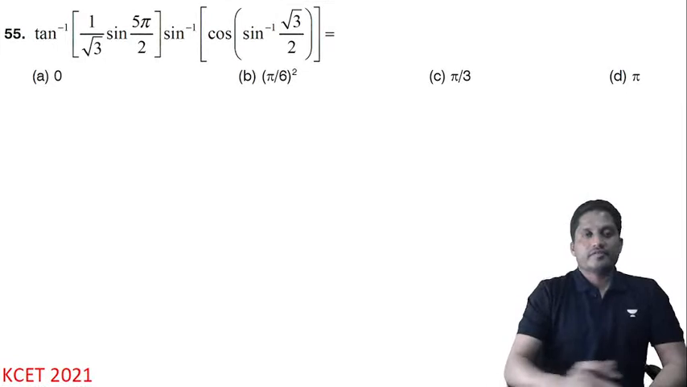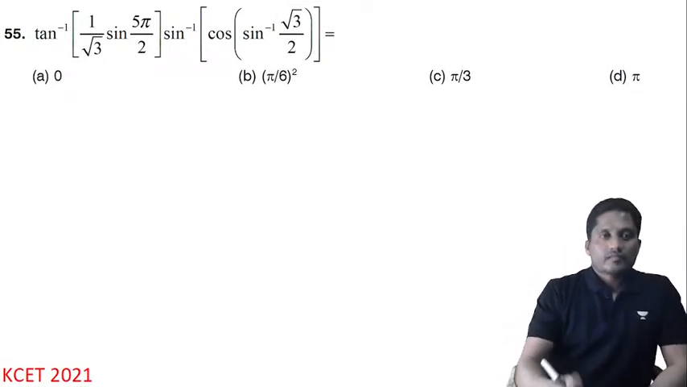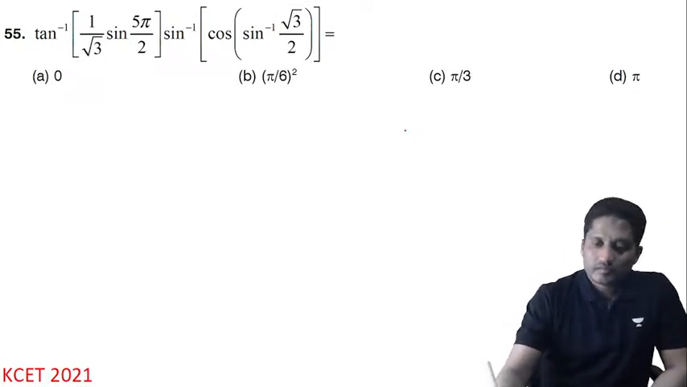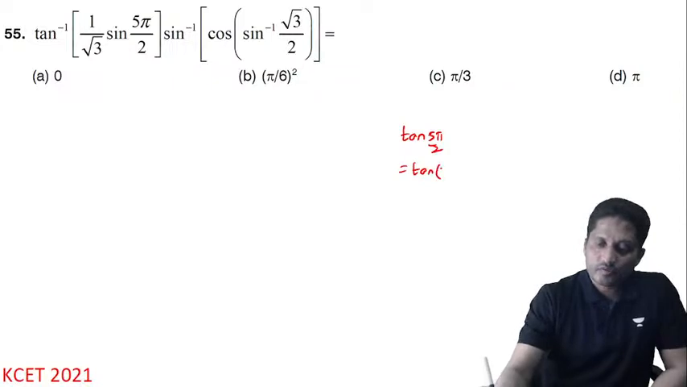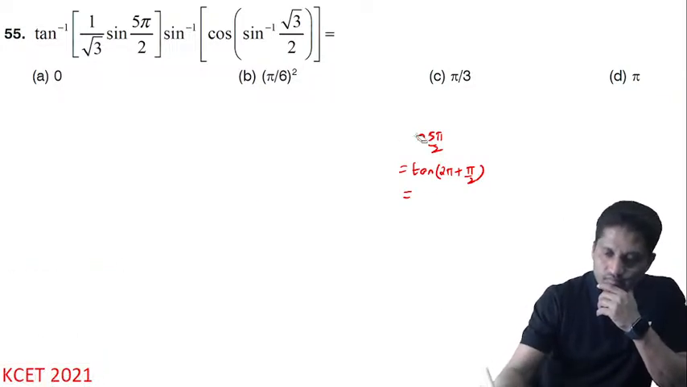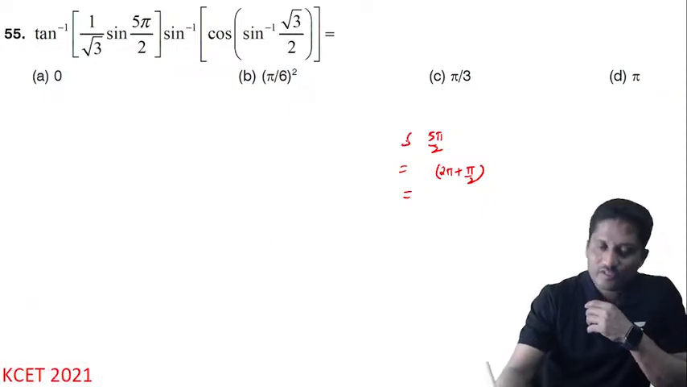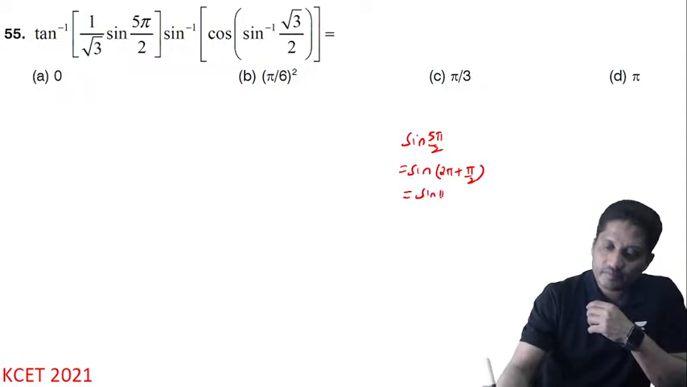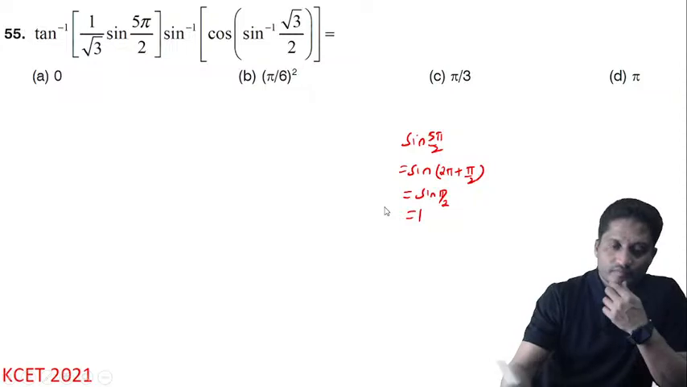Question number 55. Tan of 5 pi by 12 can be written as tan of 2 pi plus pi by 2, right? 360 plus theta, first quadrant. Sorry, not tan, sine. If it is tan, then it's not defined. This is equal to sine of 360 plus theta, first quadrant, sine pi by 2, which is equal to 1.